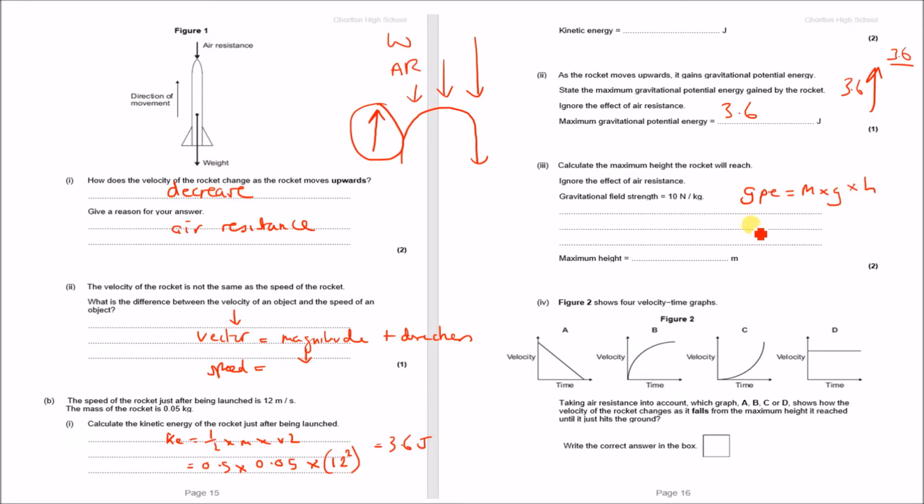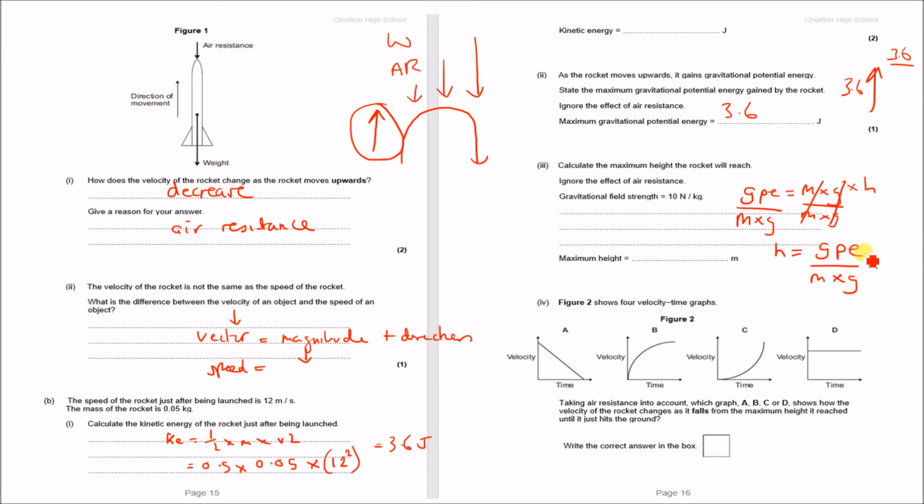So we've got our gravitational potential energy, which is 3.6. We've got our g, which is 10. We're after h, so we're going to rearrange this. If we're multiplying by m and g, then the inverse is to divide by m times g. That cancels, that cancels. We need to do the same on the other side. So we know our equation: height is equal to GPE divided by mass times g.